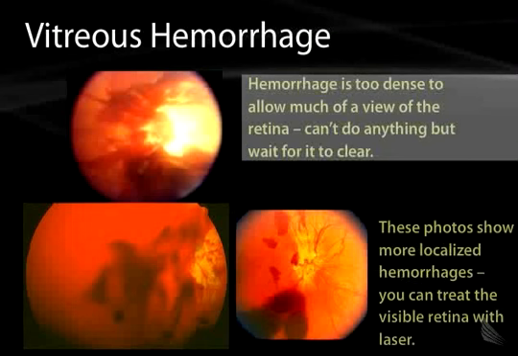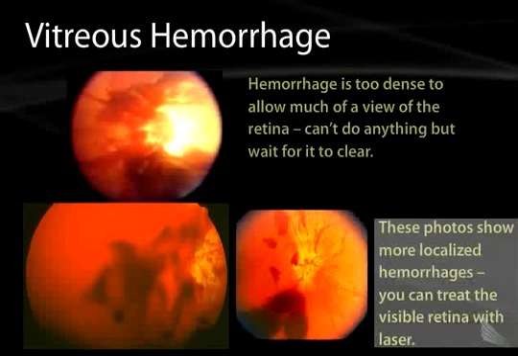This in the top left, it's too dense to allow any view of the retina, and you can't do anything but wait for it to clear. On the bottom left and right, they show more localized hemorrhages. You can treat the visible retina with laser to turn off the VEGF signal.